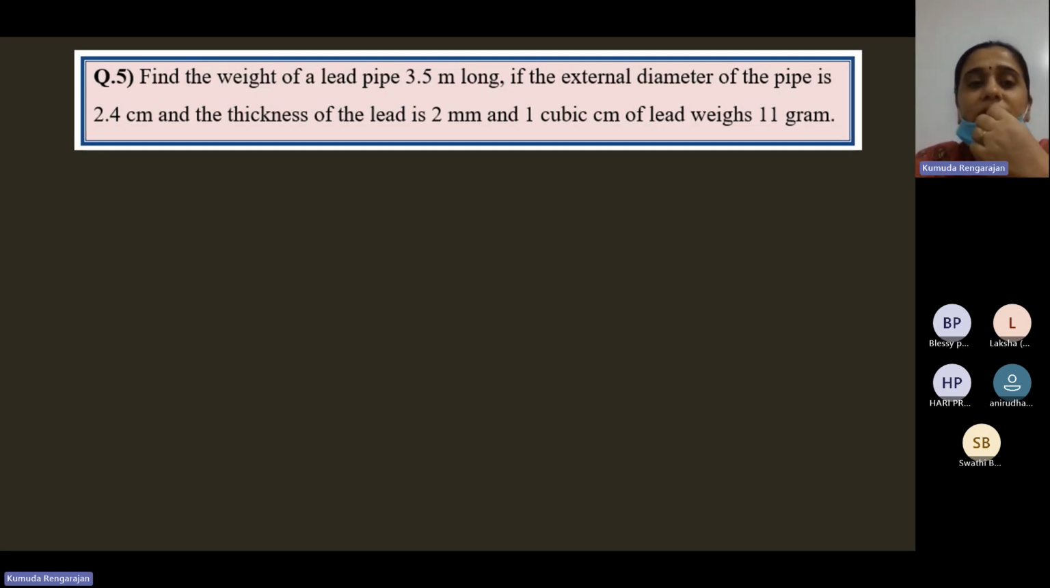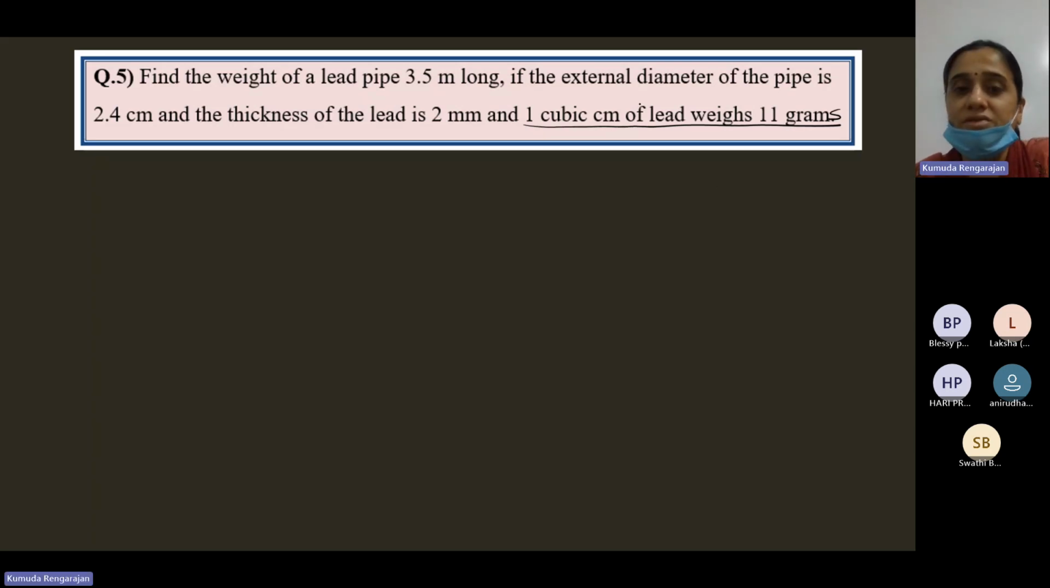Find the weight of a lead pipe 3.5 meters long. See, it's a very simple question, just that you have to understand the question correctly. Find the weight of a lead pipe. Now, what is given in the end? 1 cubic centimeter of lead weighs 11 grams. That's what is given, 11 grams. See it? 1 cubic centimeter of lead weighs 11 grams.